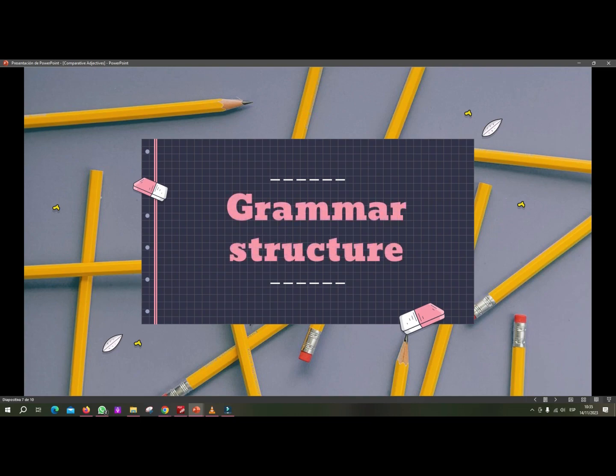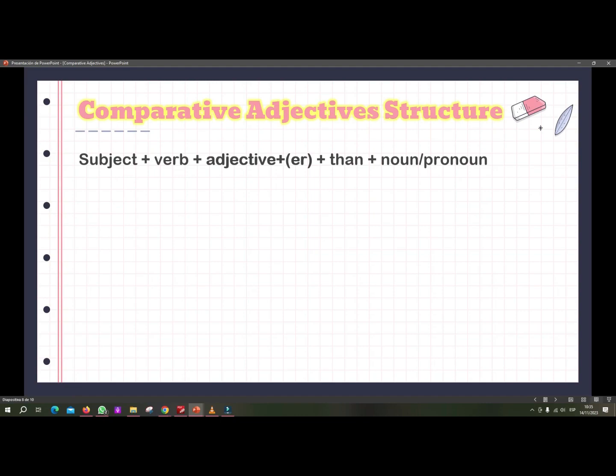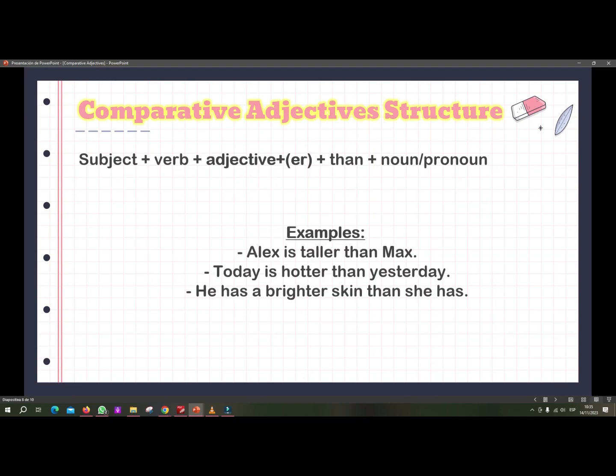Grammar structures. Comparative adjective structures. First, you are going to have the subject, then the verb, plus the adjective, plus ER. It depends. If it is a short one, you need ER, but if it is a long one, you're going to use more, right? Also, the word than. You really need to use this word. Then, noun or the pronoun, right?